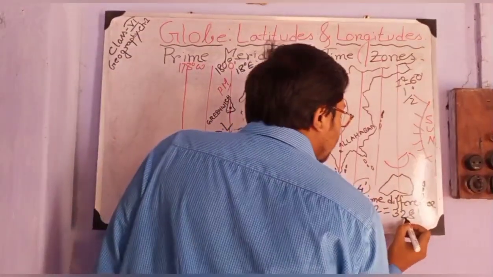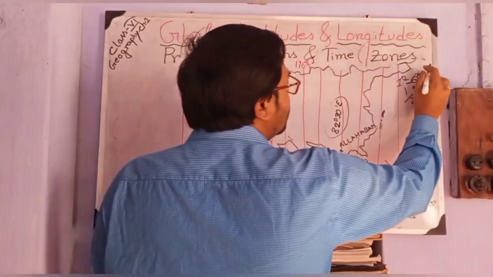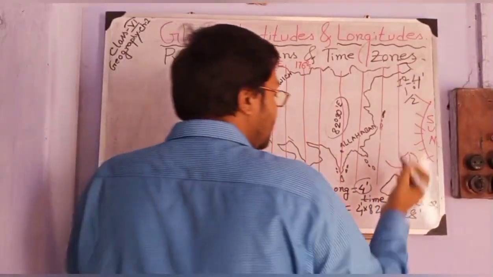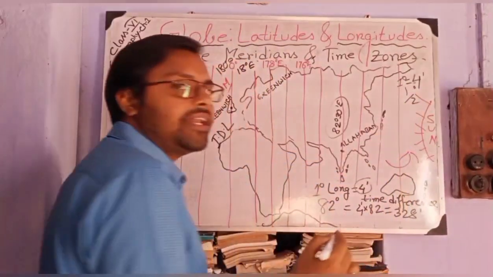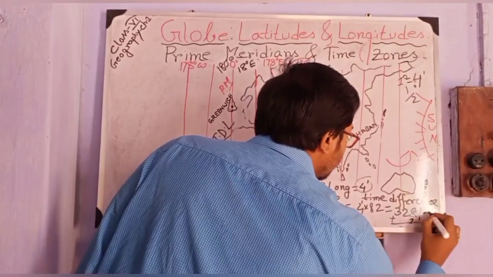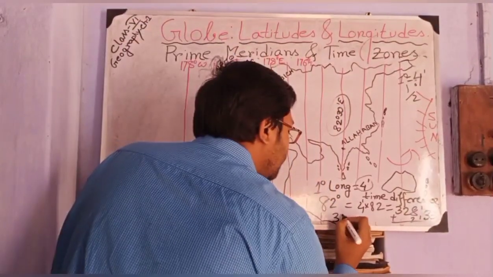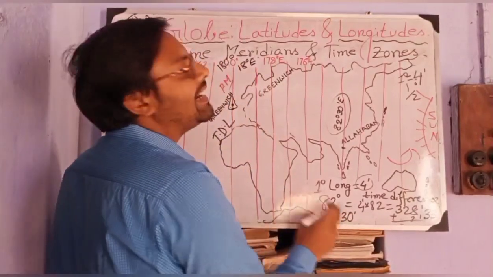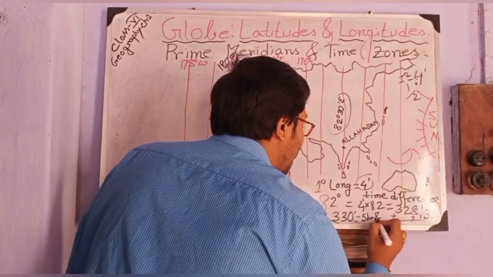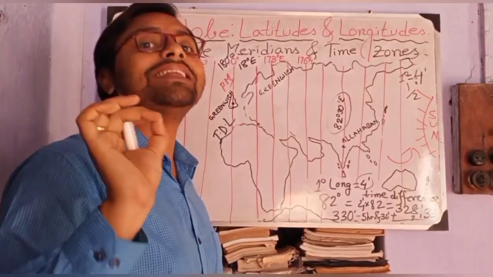If 1 degree equals 4 minutes, then 30 minutes means half a degree, so it will be half of that, plus 2 minutes, equal to 330 minutes. It will be faster than London by 330 minutes. That means 5 hours and 30 minutes, 5.5 hours.